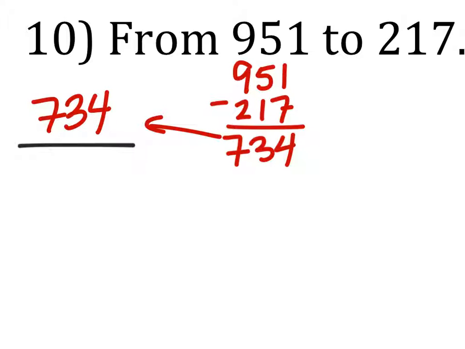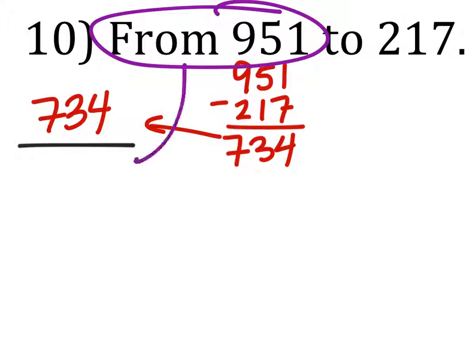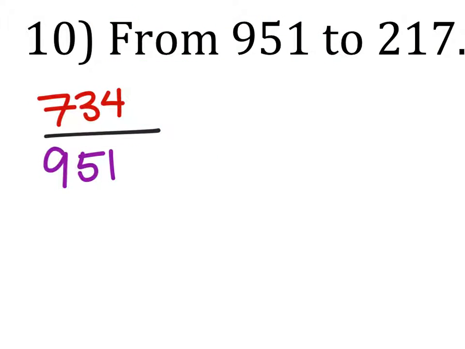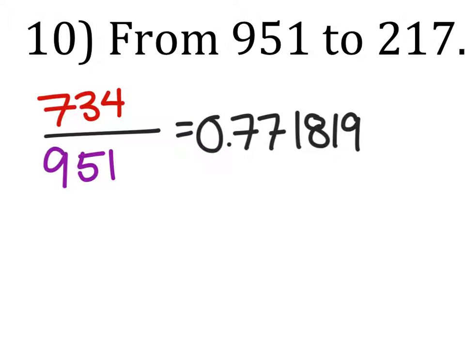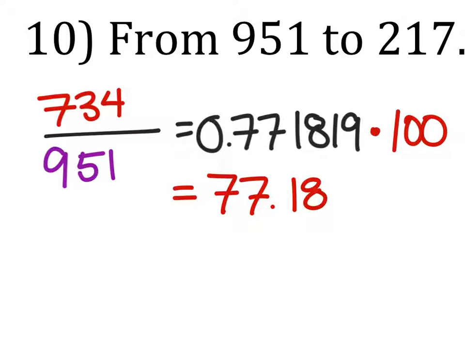And the denominator is the number we start with, and we started from 951. So that goes in the denominator. And when I put this into my calculator, this is what it spit out. That's just the decimal value, though, but we need the percent. So we're going to multiply this one by 100. And we would get 77.18. And we'll stop there because that's the hundredths percent.